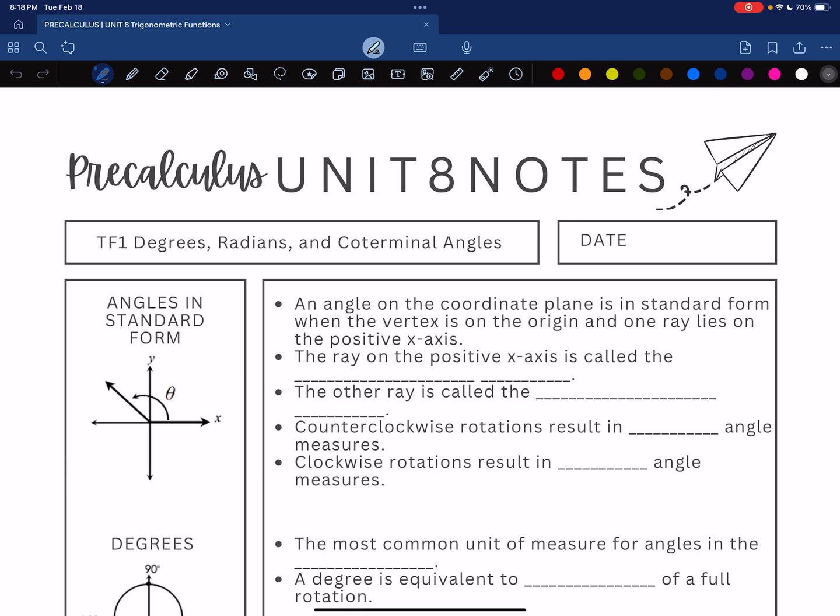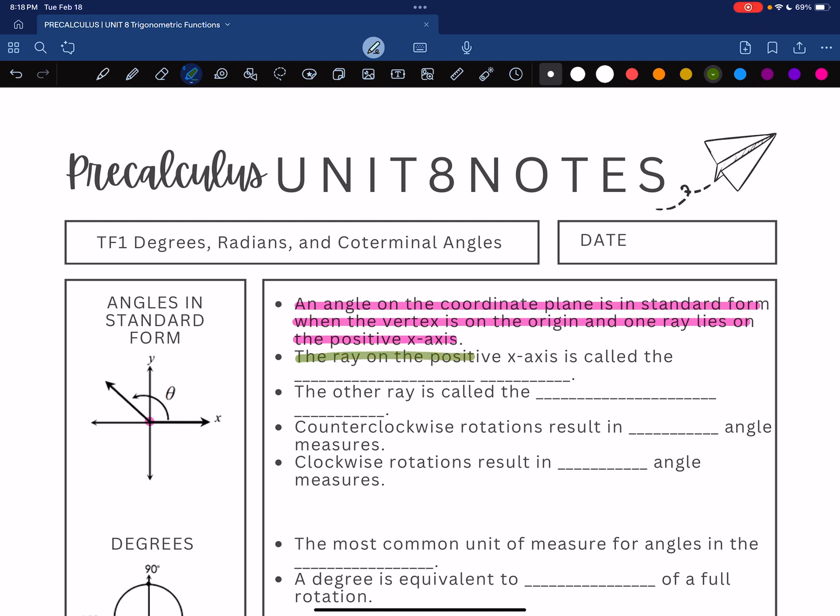So an angle on the coordinate plane would be considered in standard form. Let's highlight that. It's going to be in what we call standard form when the vertex is on the origin and one ray lays on the positive x-axis. So you can see that pictured right over here. Notice that the vertex is highlighted right here at the center, at the origin, and then it has a ray on the positive x-axis.